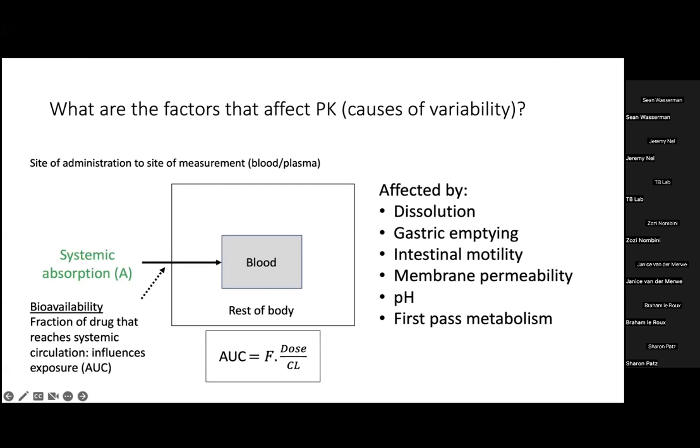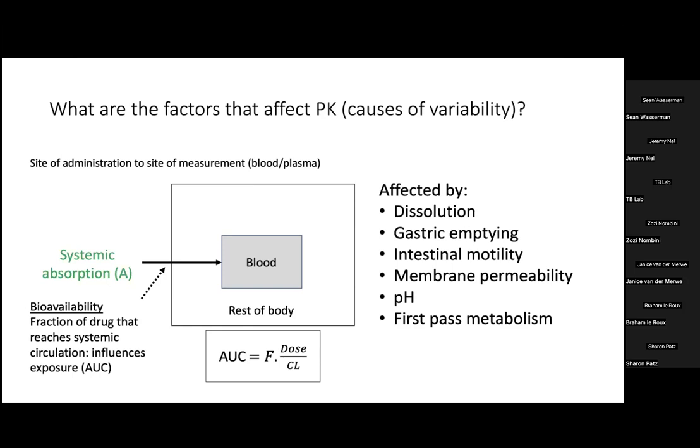And systemic absorption is affected by multiple factors, mainly related to the drug itself. So how well the drug can get dissolved, dissolution, but also physiological things like gastric emptying, which will affect the rates of absorption, not really the extent, because most drug gets absorbed in the intestine. Another thing that affects the rates is intestinal motility, but also membrane permeability. Again, that is related to physicochemical characteristics of the drug. So, for example, lipophilic drugs will cross membranes rapidly, and systemic absorption will therefore be perfusion limited rather than membrane limited, absorption limited. pH can also affect it, and I'll show you a very specific example just now.